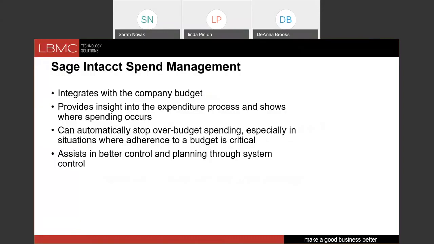However, there isn't a company, profit or nonprofit, on the planet that doesn't want to control spend and be better stewards of their budget. So when you set up Spend Management, you are integrating with a company budget. So part of that configuration is to point to a budget. What that provides you is an insight window into how much you've spent, how much your budget is and how much you're trying to spend at that very moment. It looks at really where that spending is occurring based against that budget.